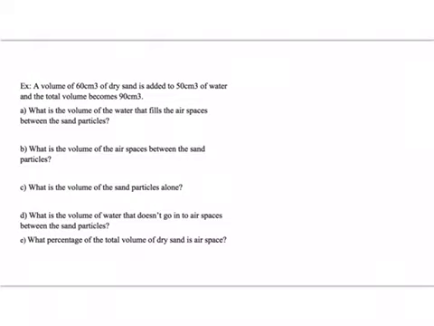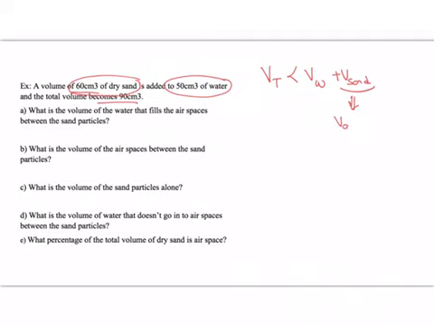In this example, we are going to see how the sand problems are solved. We have 60 cm³ of dry sand. It is added to 50 cm³ of water, but the total volume becomes 90 cm³. Always the total volume is smaller than the separate volumes of water and sand because there are air molecules between the sand particles. So when we say we have 60 cm³ of dry sand, it is equal to the volume of air plus the volume of only sand particles.